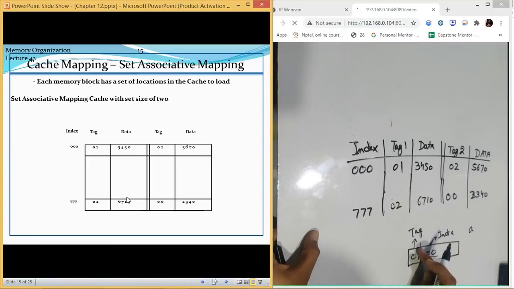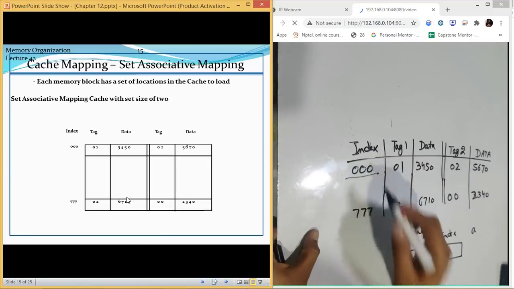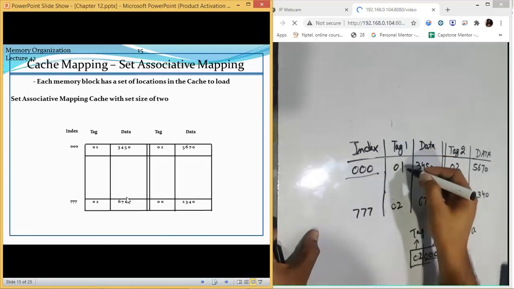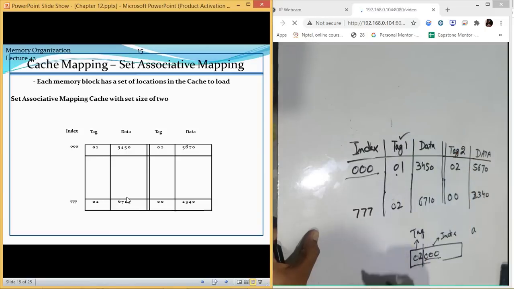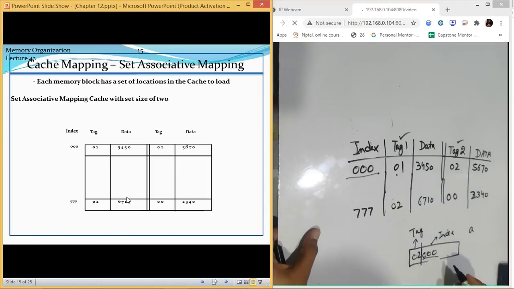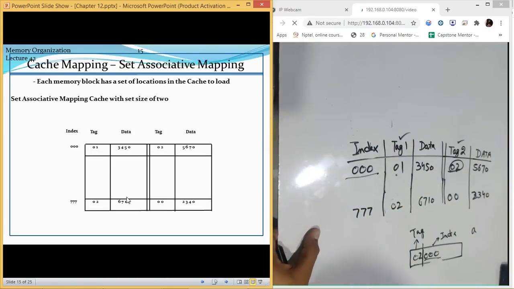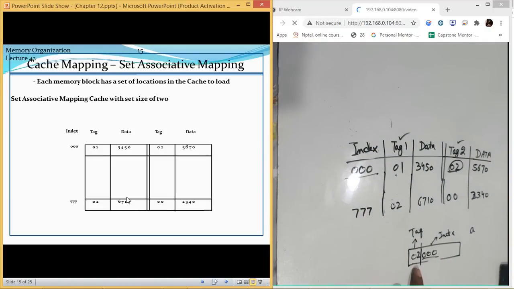Now, even if this is 0, 1, but this value is 0, 2, now the tag is changing. The tag has changed, but still the index is the same. So the index will be compared. Yes, the index is the same. Then the tag will be compared, firstly with the first value. If it is matching, it is fine. Then the tag will be searched for the second place. Like if it is matching at this place, then this data will be picked. So this is how we are going to search the data.